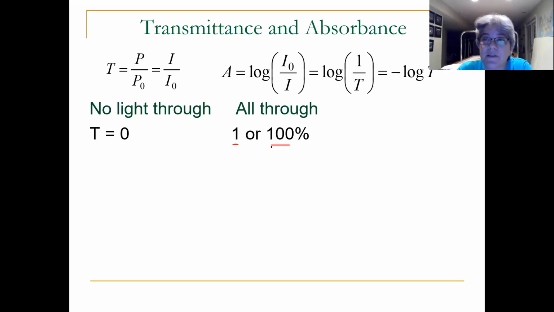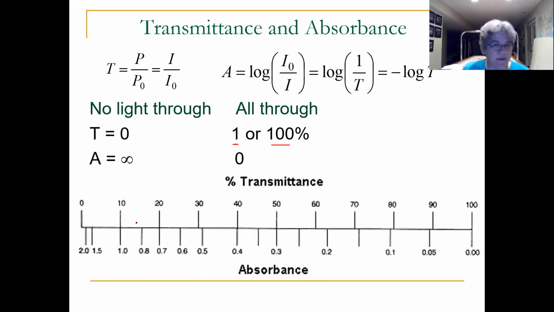Now what about absorbance? If no light goes through, that means all the light has been absorbed, and so now we have minus the log of 0. That's actually infinity. It's a huge number that we can't even measure. Now, what if all of the light goes through? That means no light is absorbed, none is taken in, so the absorbance is 0. Notice absorbance can go from a very big number to 0. Here's a figure that shows the two numbers together. This shows you percent T and absorbance.